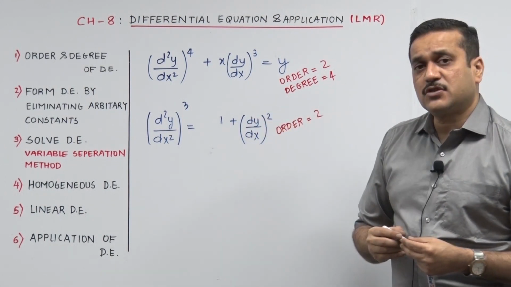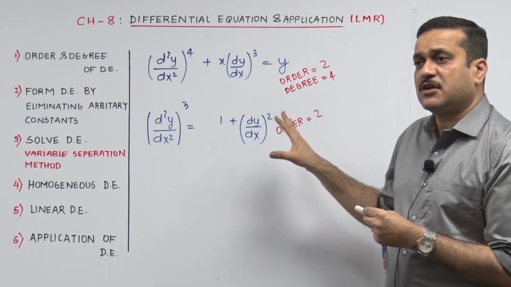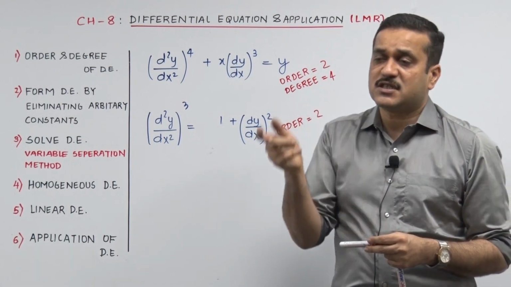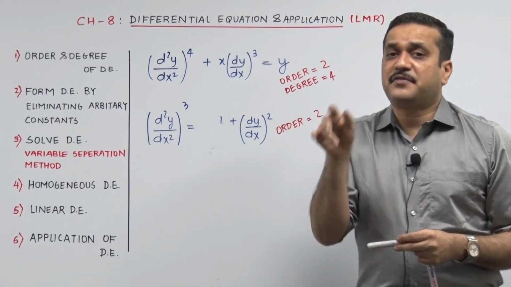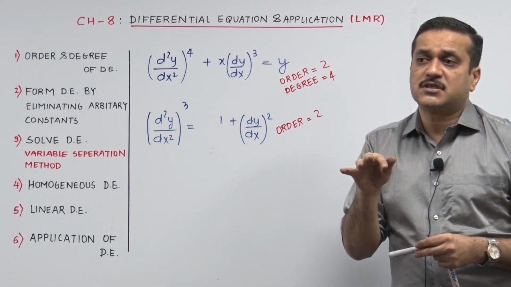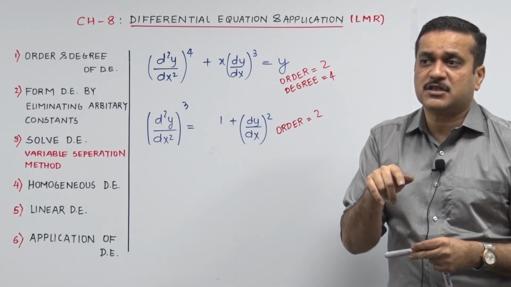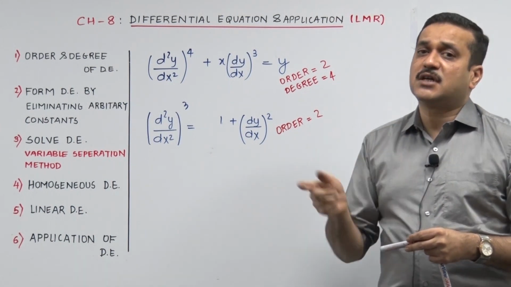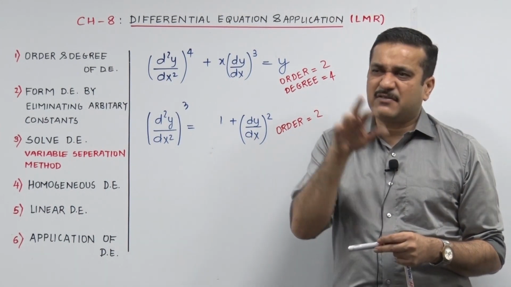Now we are in a position. The differential equation you are seeing is free of fractional indices. That was what the definition said. After freeing your differential equation of all the fractional indices and the negative powers, if at all involved, the power of the highest order derivative that you see then becomes the degree of the differential equation. Am I confusing?